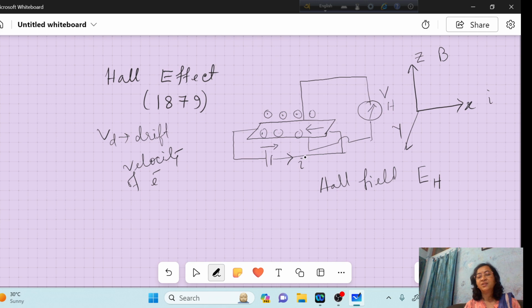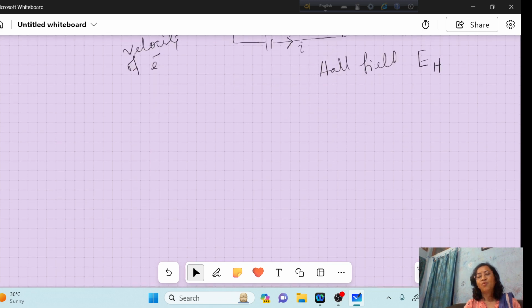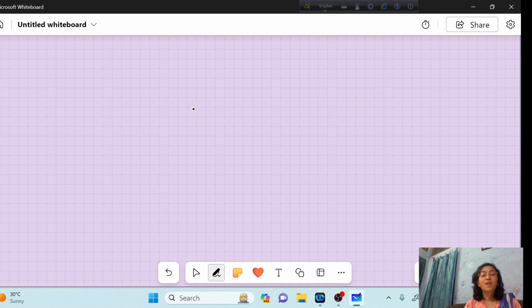When a current carrying conductor is placed in a magnetic field which is perpendicular to the direction of current, an electric field will be developed in a direction perpendicular to both the direction of current and the direction of the magnetic field. So now let us see why it is so. We know that due to the application of the magnetic field, the electrons will experience a force.